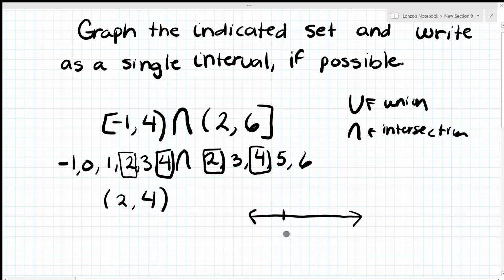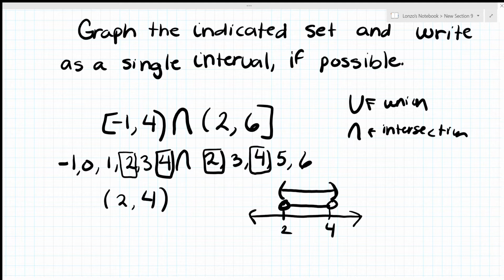So here's 2 and 4. Are we going to use bracket or parentheses? Parentheses, right? And then you're just going to connect the dots. You can also use open circles. These are all open circles, and then you can connect the dots. They're the same thing. And I think we have one more problem, and then that's it for this section.